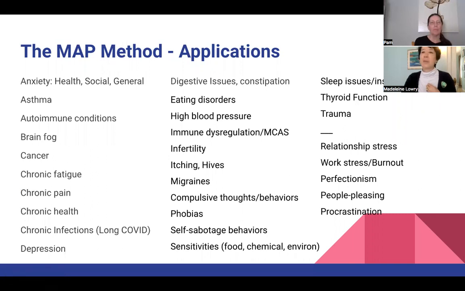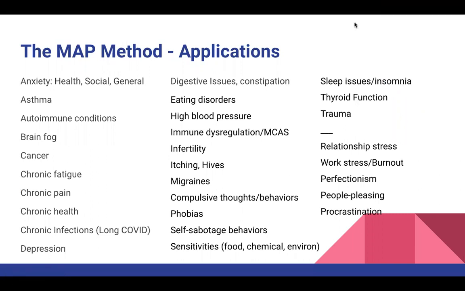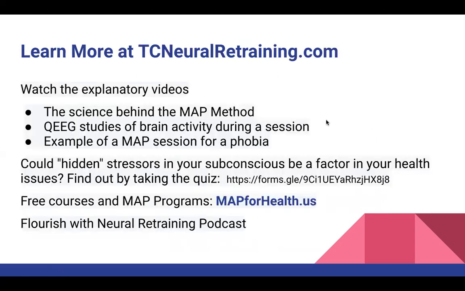All right, so the MAP method, applications, lots of applications. I am one practitioner. I happen to focus on chronic health issues. These are some of the things that I have worked with, that I've seen improvement in. Other MAP practitioners work in other areas. They focus on different niches. What I've seen, even aside from some of the chronic health issues, is that MAP method sessions are very helpful for relationship stress, work stress, and personality traits or behaviors that you want to change, like perfectionism or procrastination. So it can be helpful on all kinds of levels.